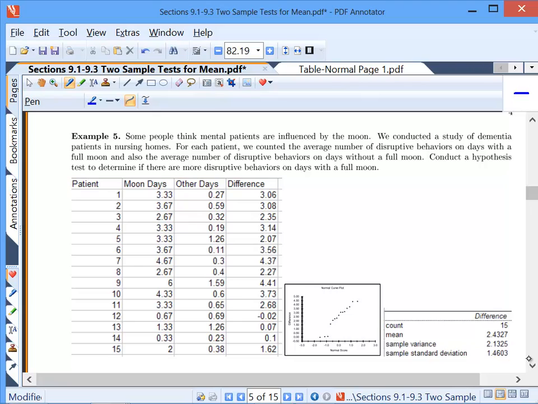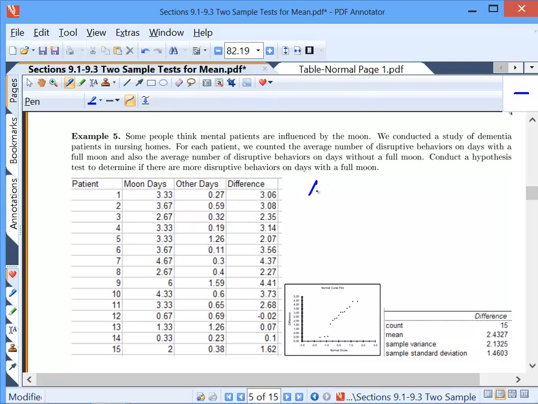So for our next example, just to practice setting it up some more, some people think that mental patients are influenced by the moon. We conducted a study of dementia patients in nursing homes. For each patient, we counted the average number of disruptive behaviors on days with a full moon, and also the average number of disruptive behaviors on days without a full moon. And because you're doing this for each patient, it is a paired sample. Conduct a hypothesis test to determine if there are more disruptive behaviors on days with a full moon.